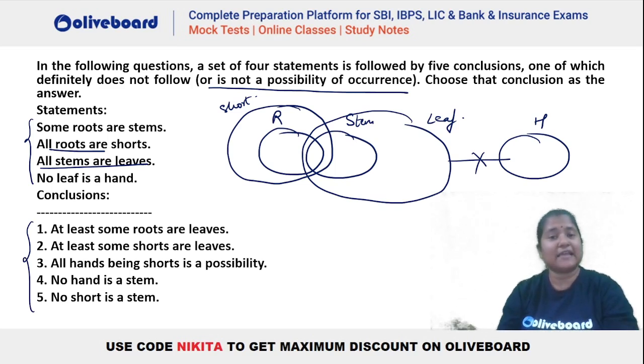Definitely false means that there should not be any possibility for its occurrence, right? It has to be false. It cannot be true. First one, at least some roots are leaves. You can see some roots are leaves. That is definitely true. So it cannot be the answer.